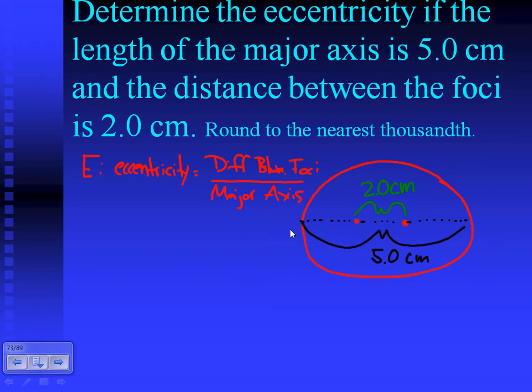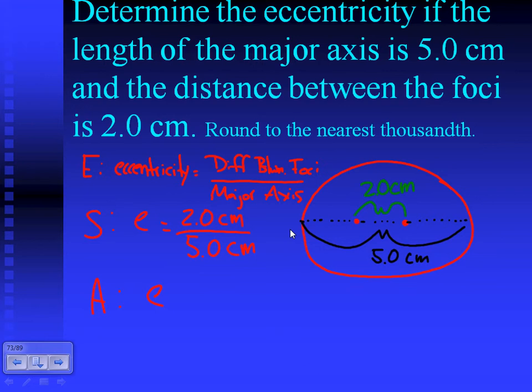Okay, let's substitute. S. Eccentricity equals difference between the two focal points. That's the difference between those two center points, which we know is 2.0 centimeters, divided by the major length of the axis. That's the longest diameter of the ellipse, which we measured to be 5.0 centimeters. All right, so that's not too bad. So let's answer.